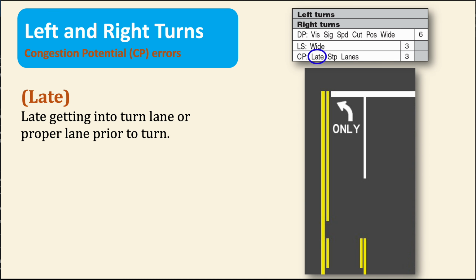Down on the next line, the congestion potential error. Late is the first one here. If the applicant is late getting into the turn lane or the proper lane prior to the turn. In many cases, you're going to use this white line as your guide. Did they drive over that white line significantly, not just nicked it with the tire, but hit it pretty significantly? You're going to score this one here, a late arrival to the lane, and there is some danger in that.